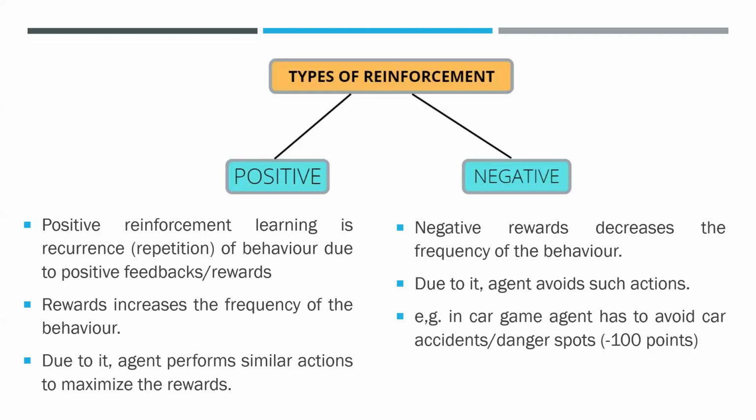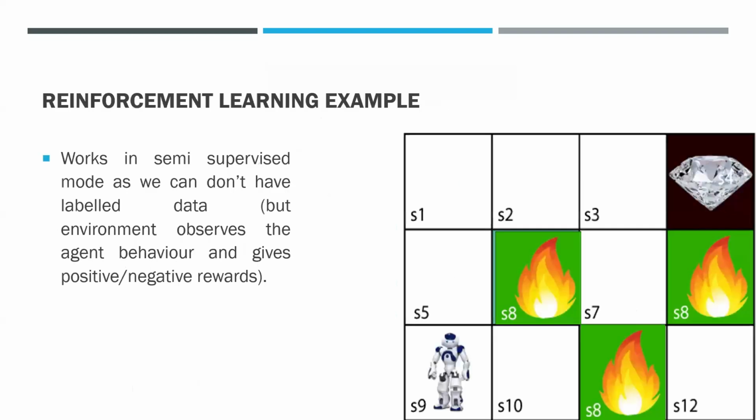If we are playing a car game and we have some accidents in the car game, obviously our points will get reduced. So the agent will think to avoid the car accidents to keep the points it has earned during the game. So that is the negative reward, or we can say penalties. That is another type of reinforcement learning.